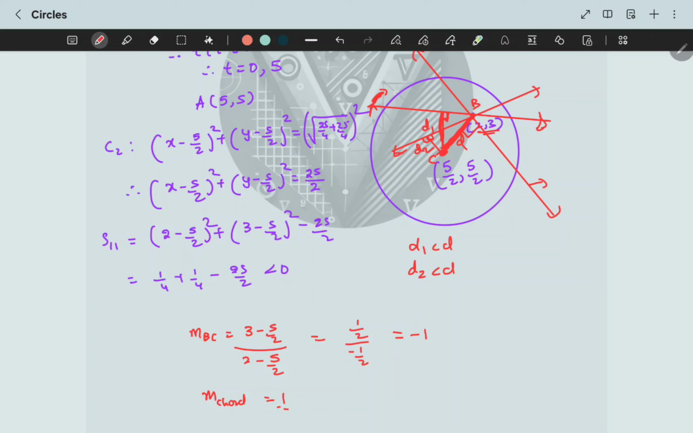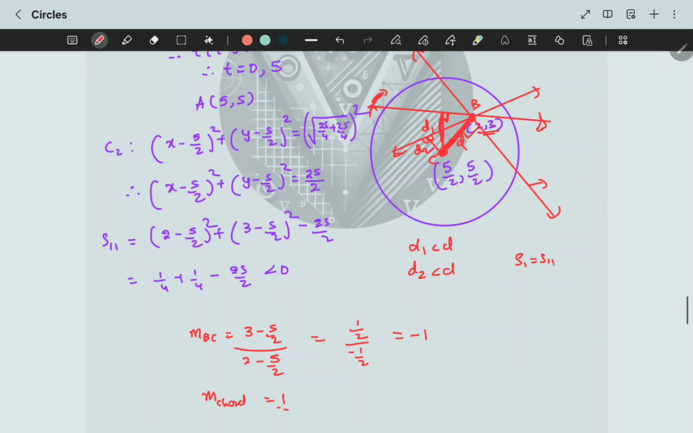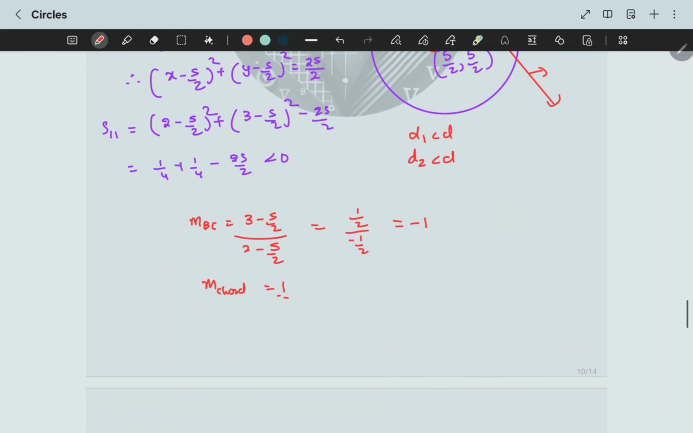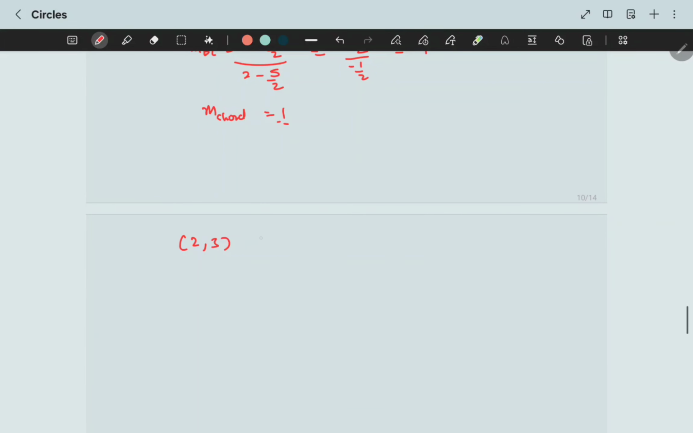Or we can even use the fact that the line joining the center to the chord will bisect the chord. So we can use this condition, S1 is equal to S11, or T is equal to S1. Anything is fine, chord bisected at midpoint. Anyways, we will be using the straight line form. So point is (2, 3) and the slope is 1. So what should be the equation? It should be y minus y1 is equal to m into (x minus x1). So the equation is x minus y plus 1 equals 0.